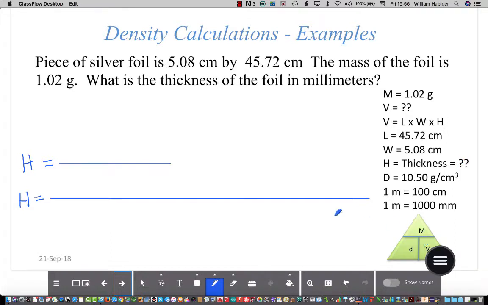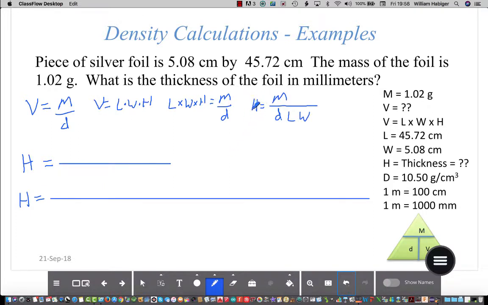We have to use our volume equation, so we know that volume is equal to mass divided by density. We also know that volume is length times width times height. Since both of these things are equal to volume, we can set them equal to each other. So length times width times height is equal to mass divided by density. They give us the length and the width. We're looking for the thickness, which we're going to say is the height. So when we rearrange the equation, we get height is equal to the mass divided by the density, the length, and the width. So how did I rearrange that?